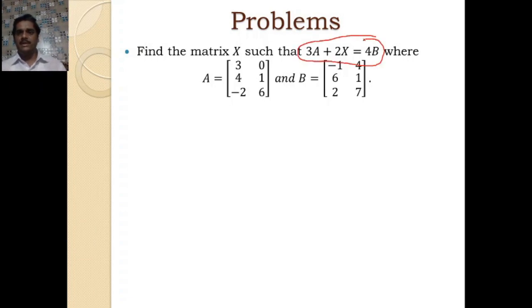This 3A plus 2X is equal to 4B. In this equation, you all can see there are three variables, A, X, and B, out of which A and B are nothing but the matrices which are given below, and you have to get the matrix X. This X you have to find out.